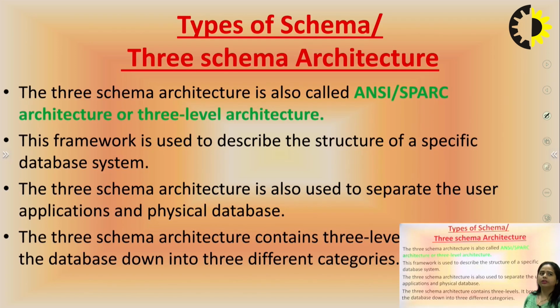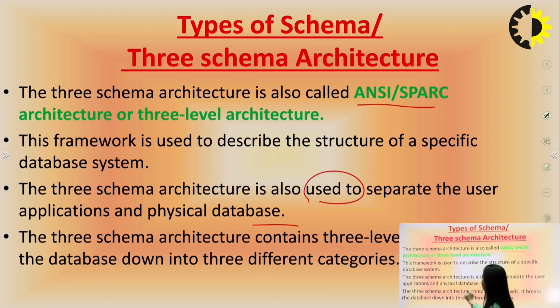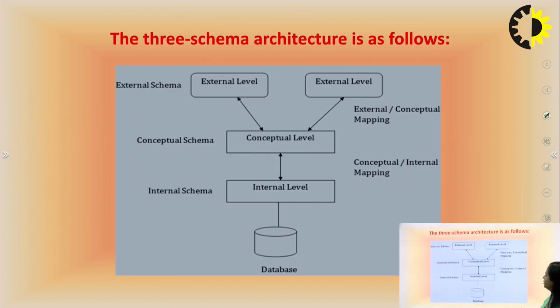Types of schema, or three schema architecture of database. The three schema architecture is also called ANSI SPARC architecture or three-level architecture. This framework is used to describe the structure of a specific database system. It is also used to separate the user application and the physical database. The three schema architecture contains three levels. Like we have studied three levels of abstraction: physical level, logical level, external level. Likewise, we have three types of schema. Here is the diagram of the three schema architecture.